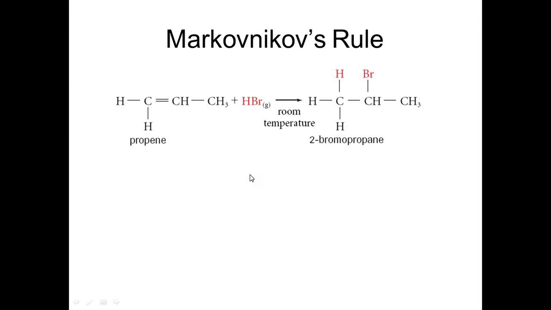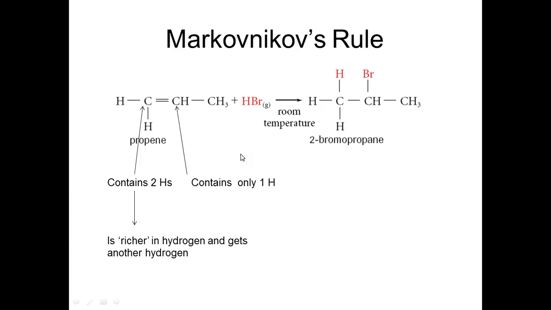So for example, in this example here, we have to decide which of these two carbons is going to accept this particular hydrogen. This carbon has 2 hydrogens. This carbon only has 1 hydrogen. So when you compare the two, this one is richer in hydrogen, and as a result, it will be the one that will accept the hydrogen from the hydrogen halide.